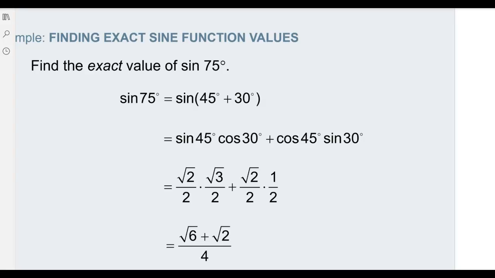Now, Desmos will give you a decimal answer, but there are other calculators online that are specific to trigonometry. You can Google a trigonometry calculator for exact values. Exact value is not going to be a decimal, and you can get these answers.